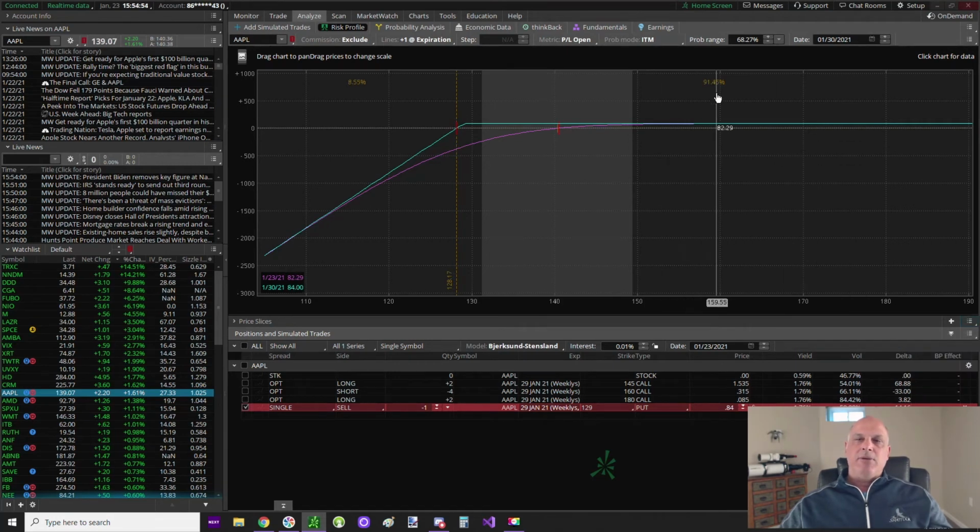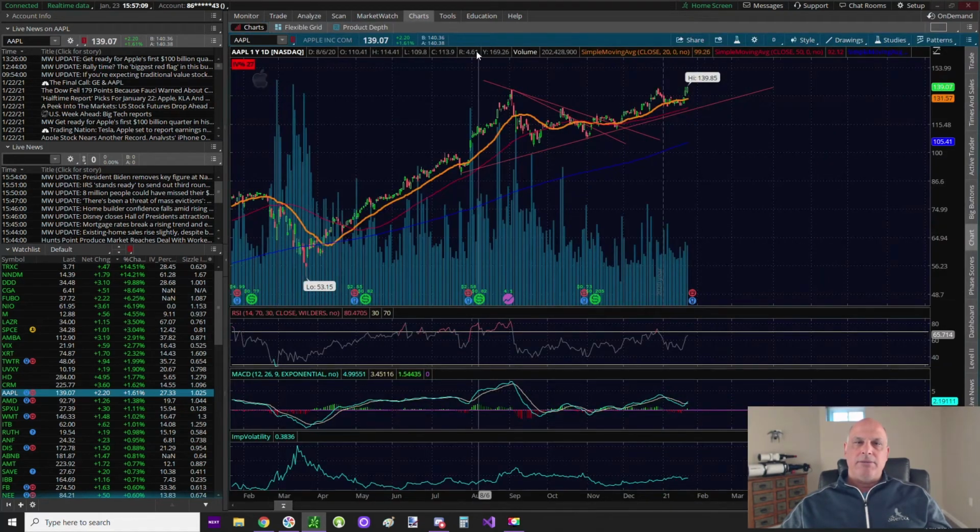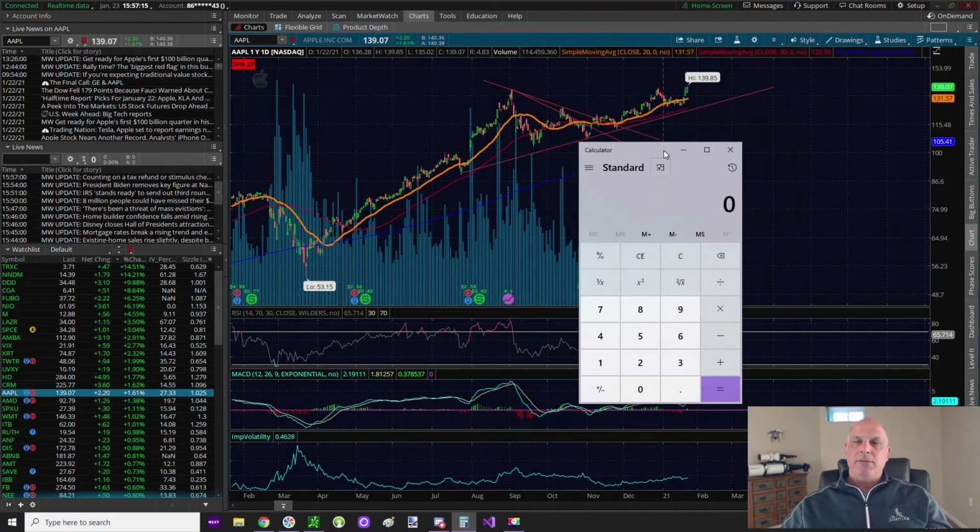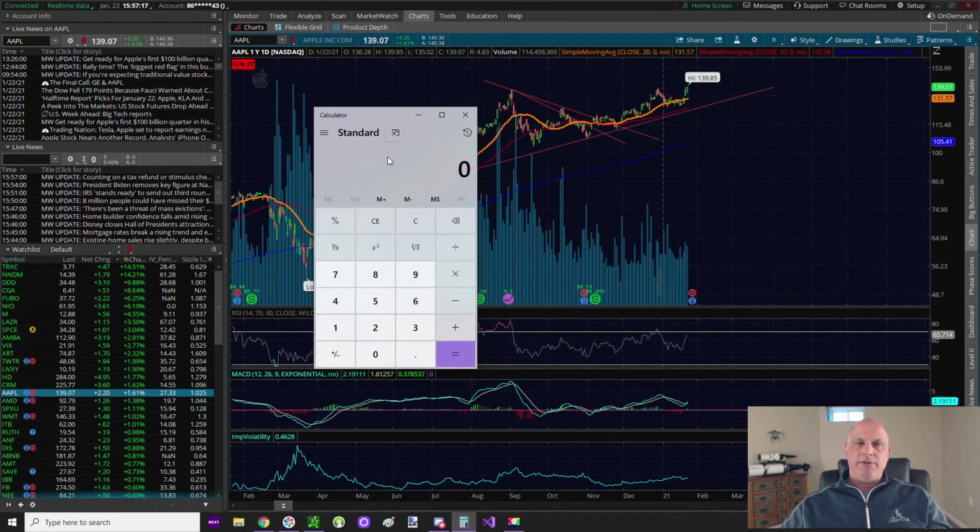And this tells me I have a 91.45% of it being out of the money by next Friday. Just to show you how to calculate the buying power reduction, the stock price is 139.07. So we could bring up our calculator. The platform would do it automatically. But I want to show you guys how to do it by hand if you wanted to do it by yourself.